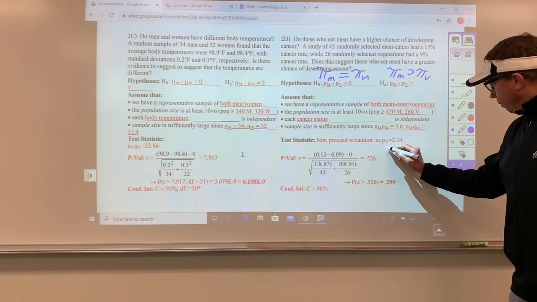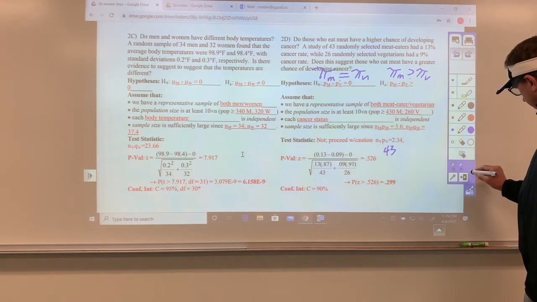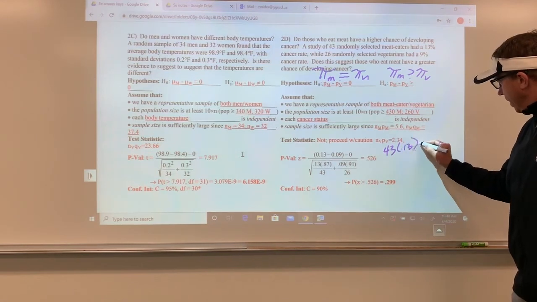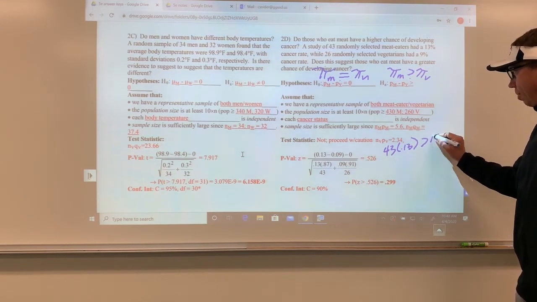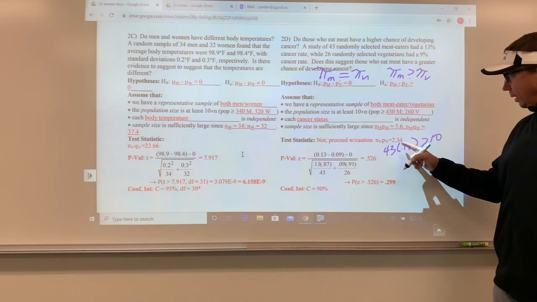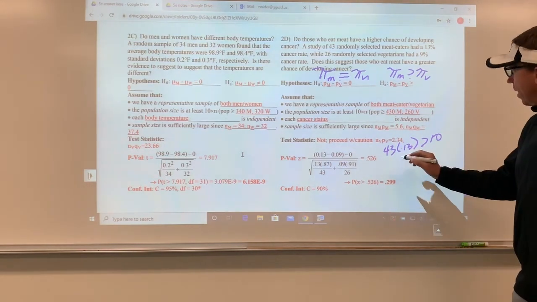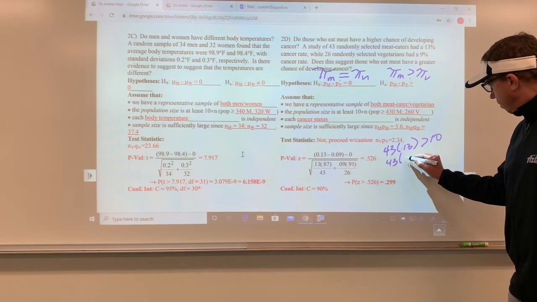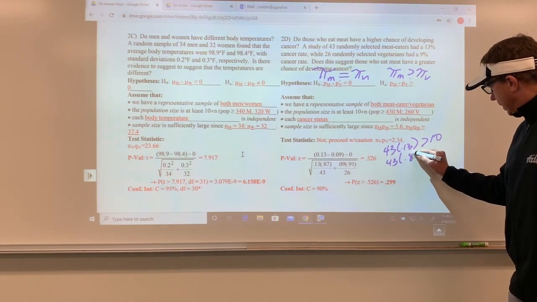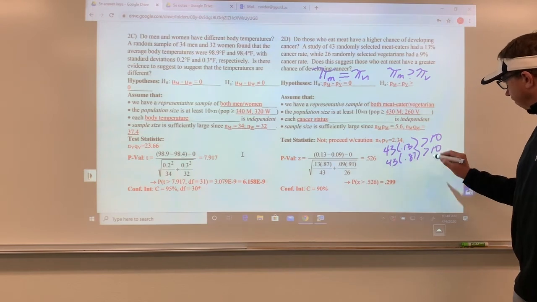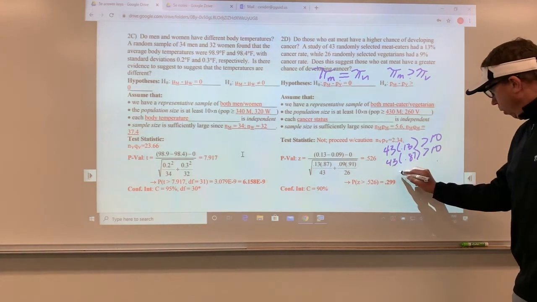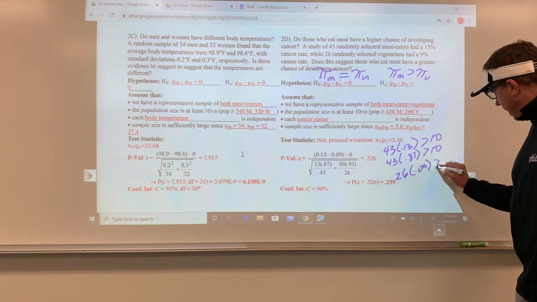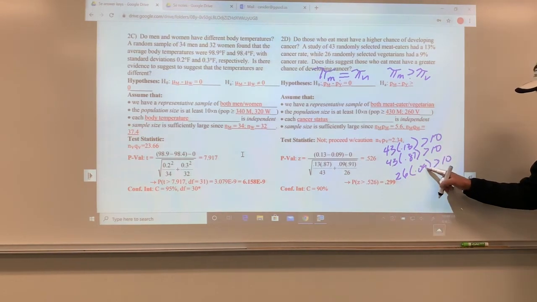So we're going to go 43 times 0.13. That's greater than 10, we hope, okay? One of these is actually not bigger than 10. And then 43 times 0.87, that's greater than 10. And then 26 times 0.09 greater than 10. This one is not greater than 10.